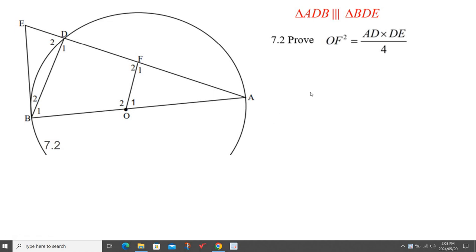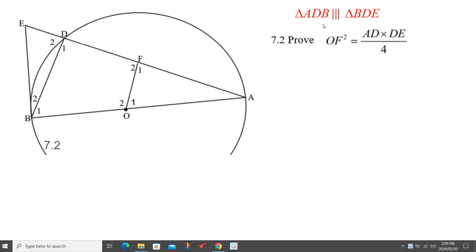Okay, we're going to try and prove that OF squared is equal to AD times DE divided by 4. And man, when you first look at it, you go, well, that looks pretty impossible because it's just too weird. And it actually isn't as hard as it seems at first, because you always use the similarity from the last question. You know that ADB was similar to triangle BDE.